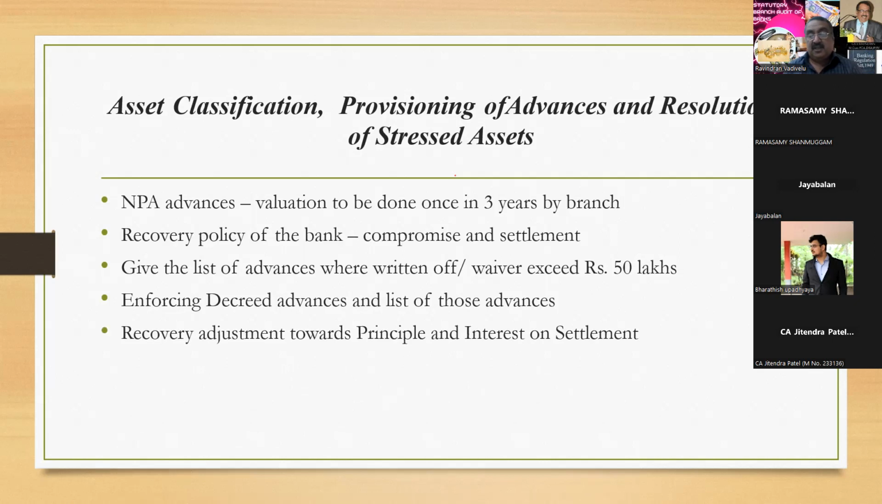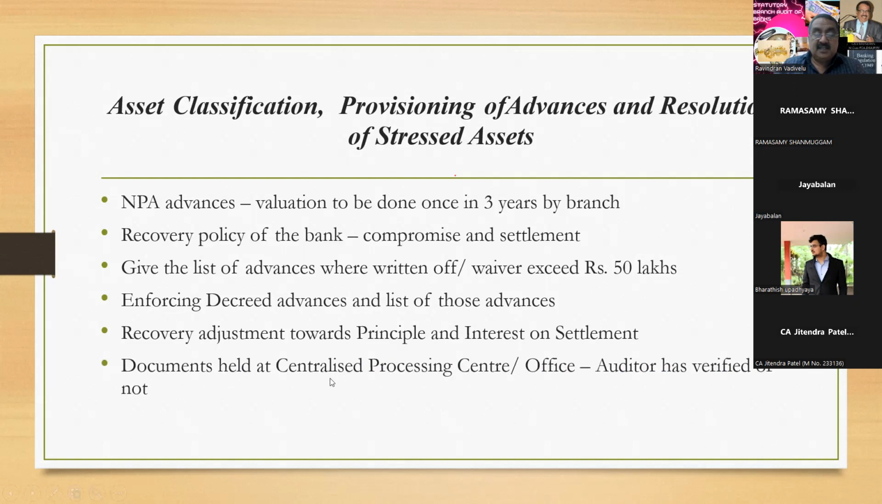Recovery adjustments towards principal and interest on settlement. Suppose the party has settled some amount, which has to be adjusted first, the principal or the interest? Normally, when they go for the one-time settlement, they first settle the principal, and only in the interest portion they give some waiver or adjustment. Normally when you make the payment, they give credit first to interest, then only to the principal. Some banks have a policy that the amount has to go to the principal first, whatever is left they adjust towards the interest, and the remaining amount only they will write off. So the recovery adjustment principle you also have to see.